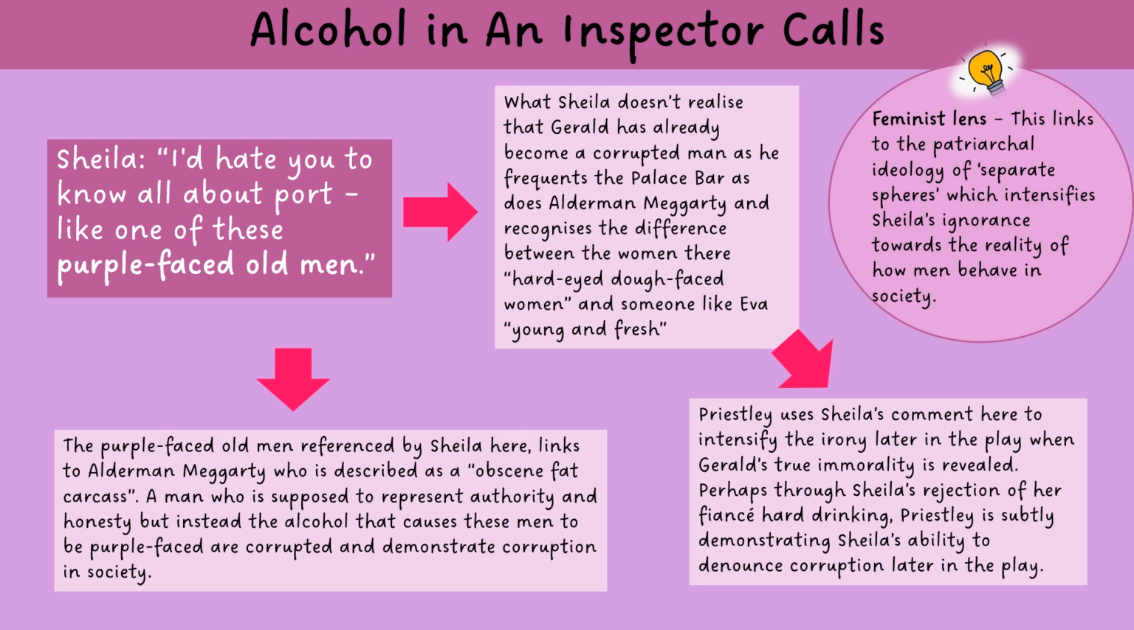alcoholism. You can also look at this moment through the feminist lens, so thinking about how this links to the patriarchal ideology of living in separate spheres. So men have one sphere, women have another sphere. And this idea intensifies Sheila's ignorance towards the reality of how men actually behave in society because of this lack of understanding and awareness of who Gerald actually is, and the fact that she's engaged to him as well. This blindness that she is enshrouded in because of the corruption of society.